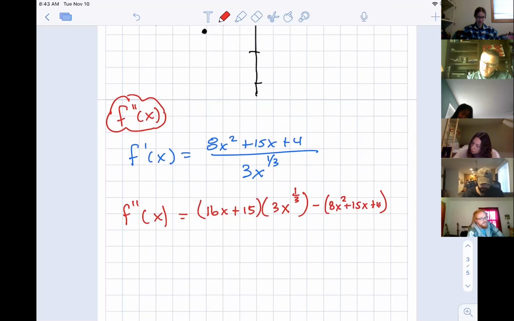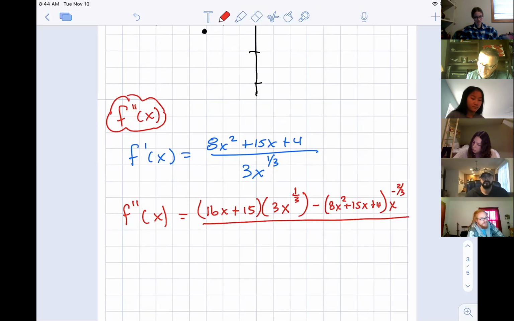What's the derivative of 3x to the 1/3? 1/3 gets multiplied by 3. That's nice. That's just 1. And then I subtract 1 from 1/3. 1/3 minus 1 would be negative 2/3. And then this is all over the bottom squared. I guess I'll just square it now. 3 squared is 9, and x to the 1/3 squared would be x to the 2/3. So again, there's the second derivative.